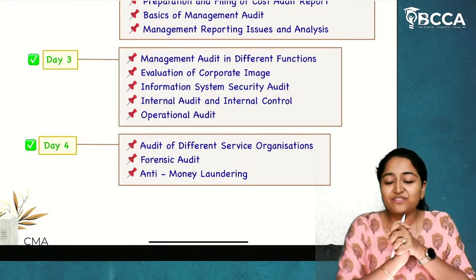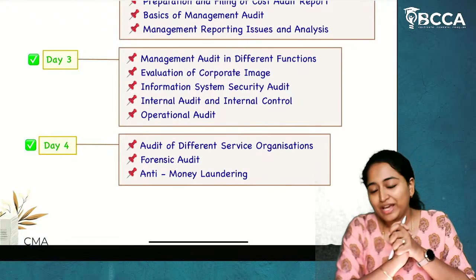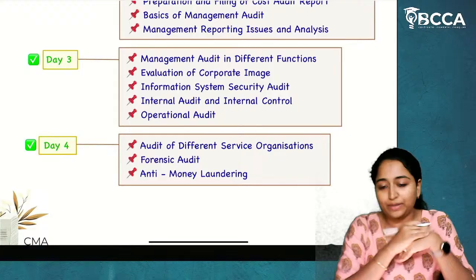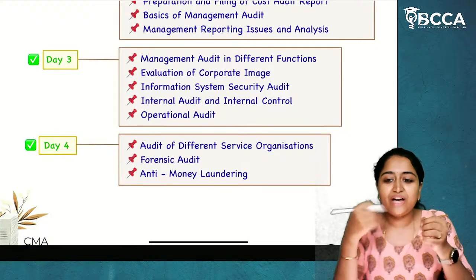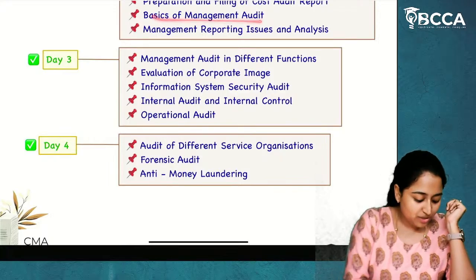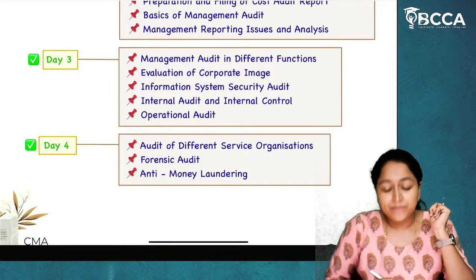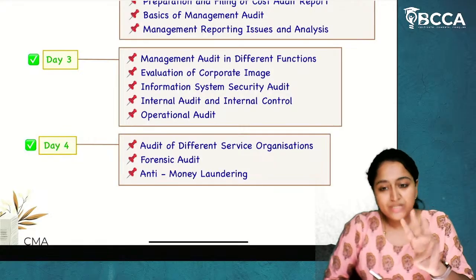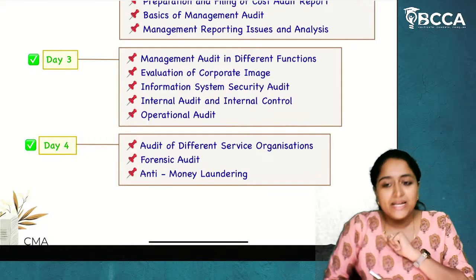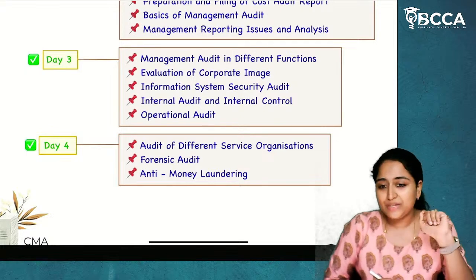Now, in day 1, we have completed section A, cost audit, first 5 units. And in day 2, we have seen cost audit, the last 3 units, which is 6, 7, and 8, and we have completed the entire section A. Then we have seen management audit, unit 1 and unit 2, which is basics of management audit and management reporting issues and analysis. Now, in today's class, we are going to complete management audit 3 units, which are unit 3, unit 4, and unit 5 in section B. And in section C, internal control, internal audit, and other related issues, we are going to start with unit 1 and unit 2.